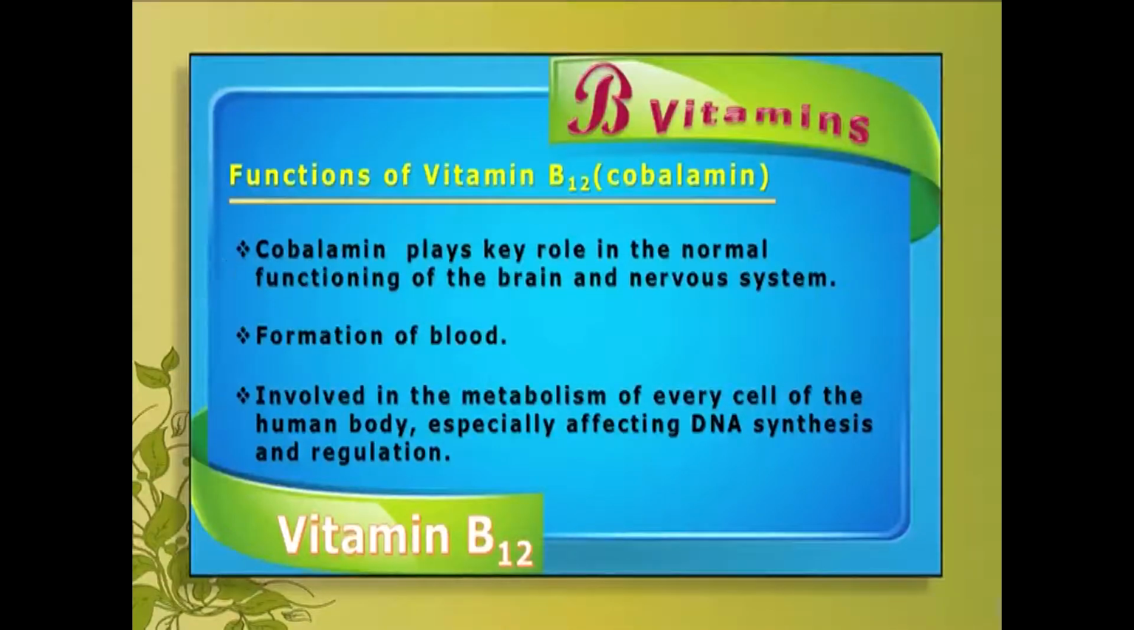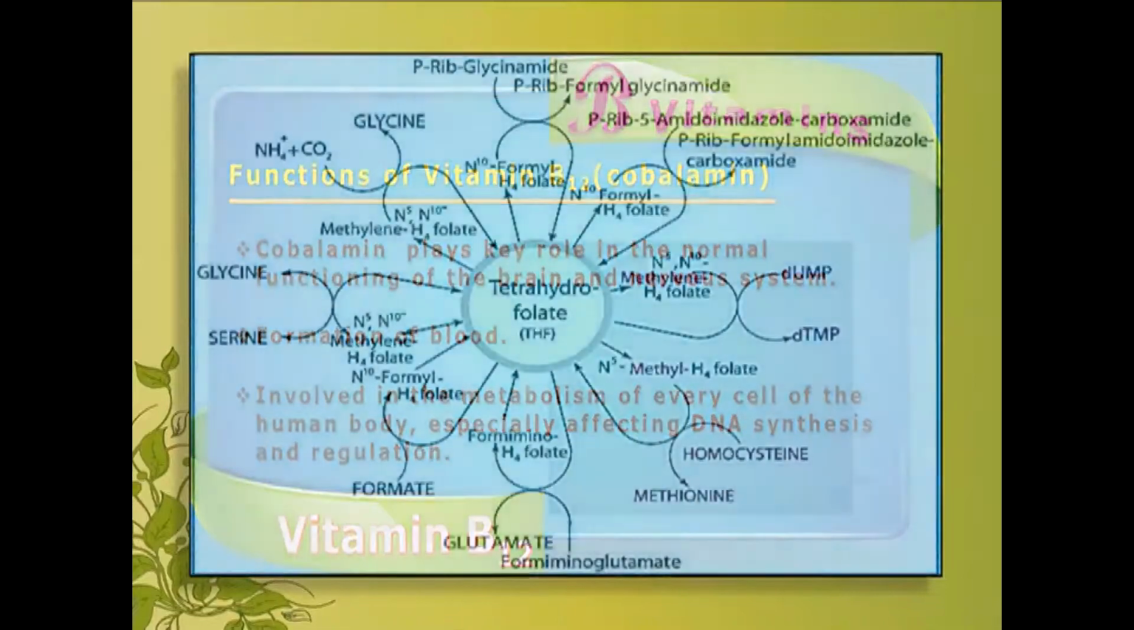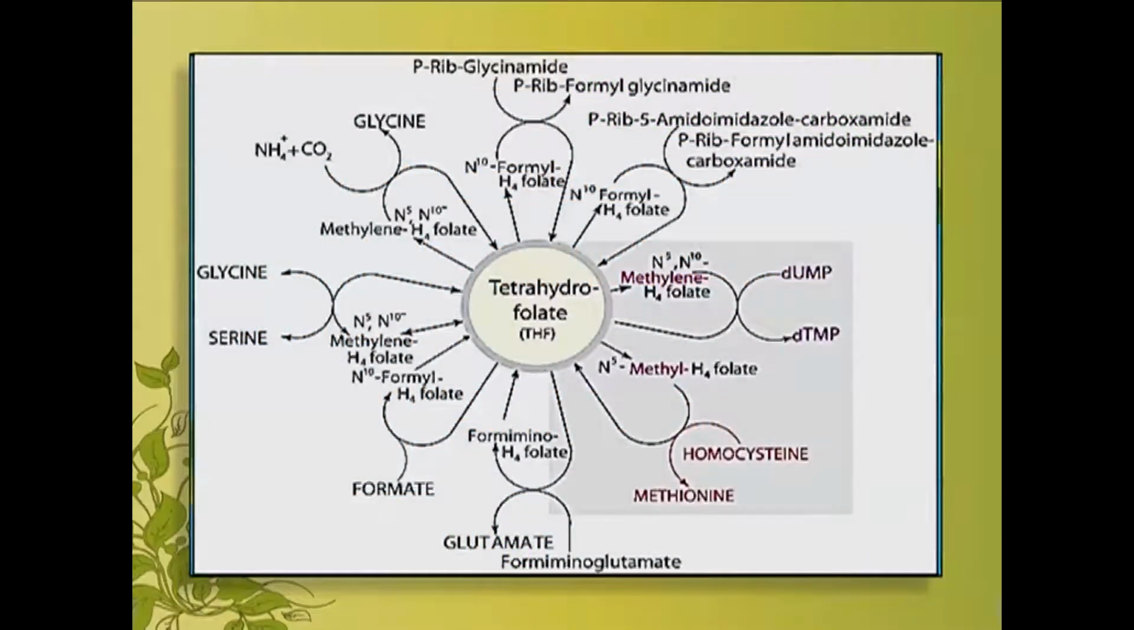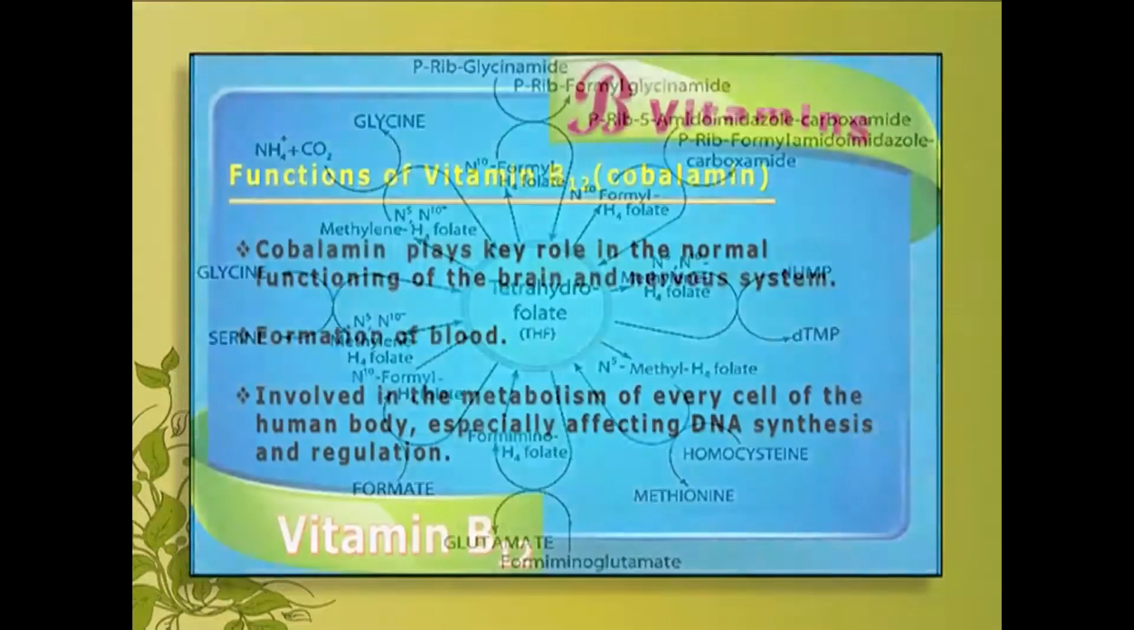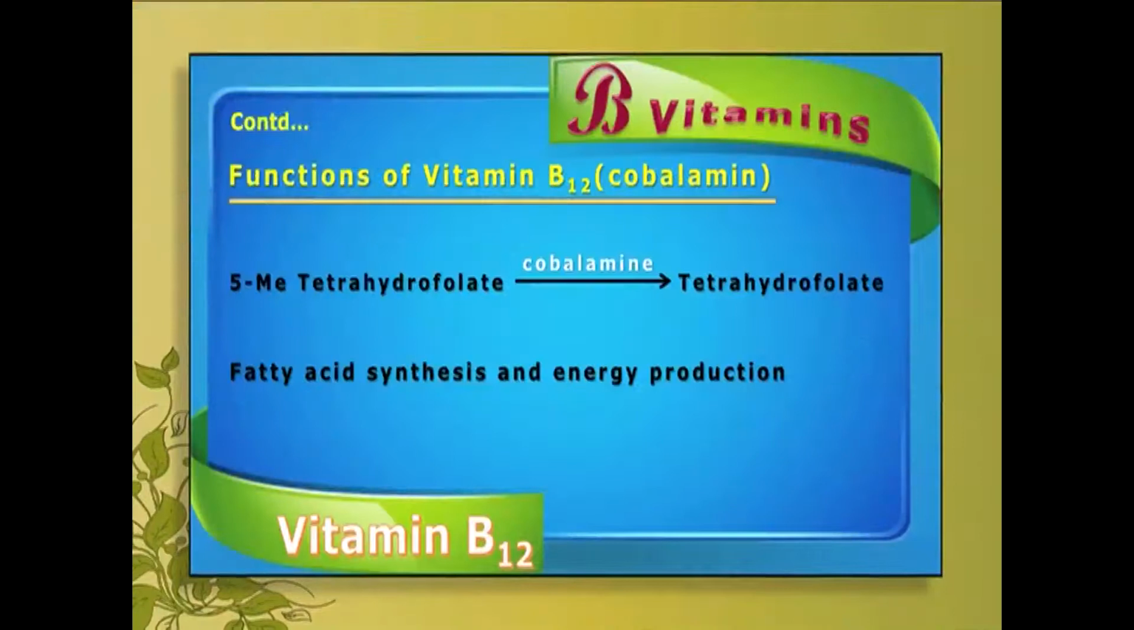Cobalamin plays a key role in normal functioning of the brain and nervous system. It is important for production of blood, and it is involved in DNA synthesis. As I showed earlier, tetrahydrofolate is important for production of purine and pyrimidine nucleotides. Now, production and maintenance of tetrahydrofolate, on the other hand, is dependent on cobalamin, and for the same reason, cobalamin is also important in fatty acid synthesis.